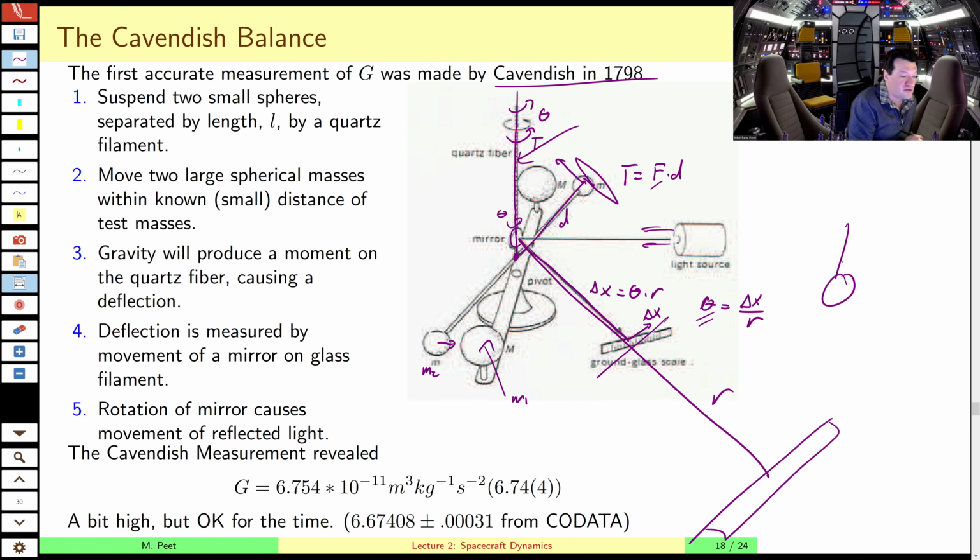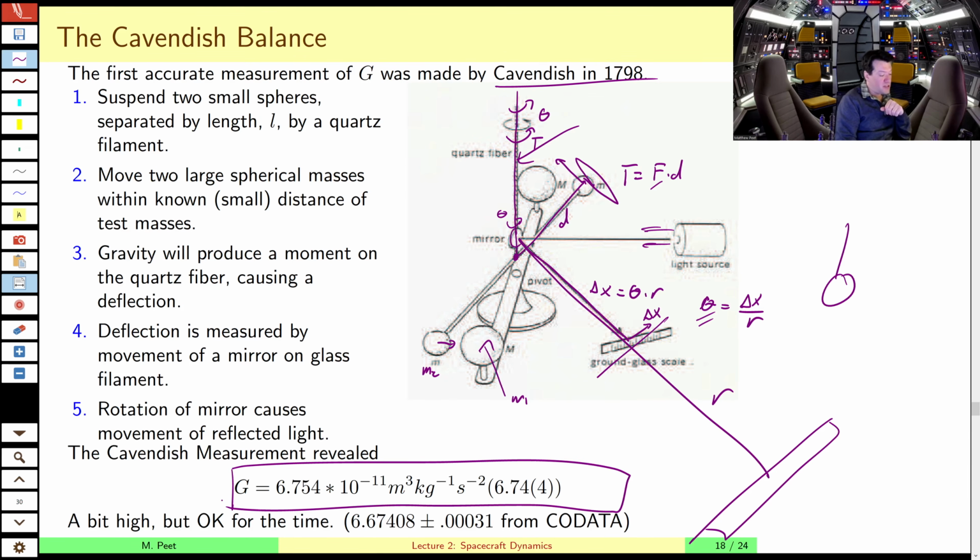So using all of these measurements, Cavendish came up with a relatively accurate first principles experimental-based method for measuring the gravitational constant in the universe, which he measured as 6.754, which is a little bit high, not too bad. It's off by less than 0.1. The error is less than 0.1, times 10 to the negative 11th, I should say.